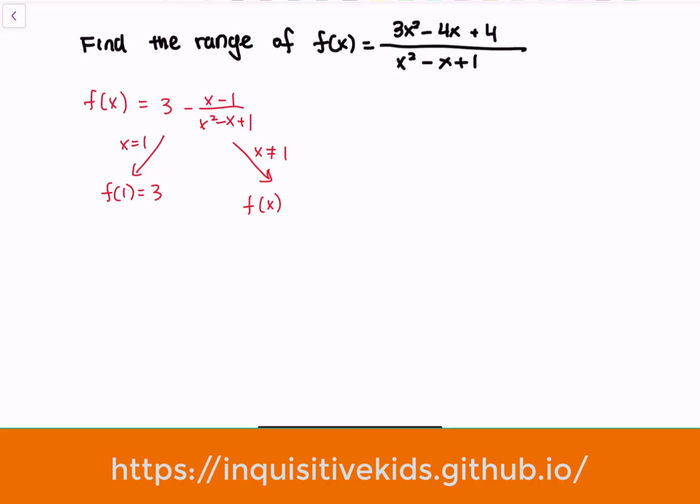In order to be able to use what we know about rational functions, we need to get the numerator to be a constant. So in order to do that, let's divide the fraction by x minus 1 on the top and bottom. So we're left with x squared minus x plus 1 over x minus 1 in the denominator. And we can rewrite the denominator as x plus 1 over x minus 1.